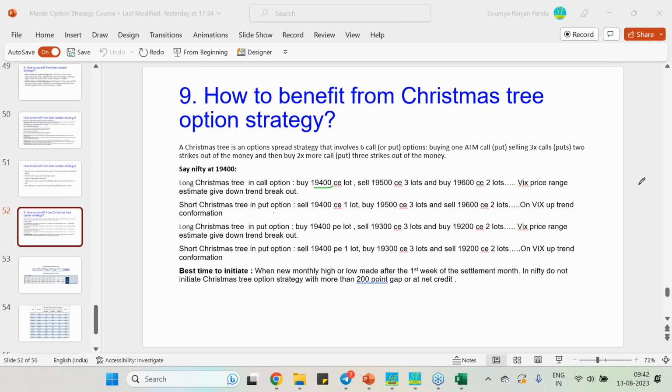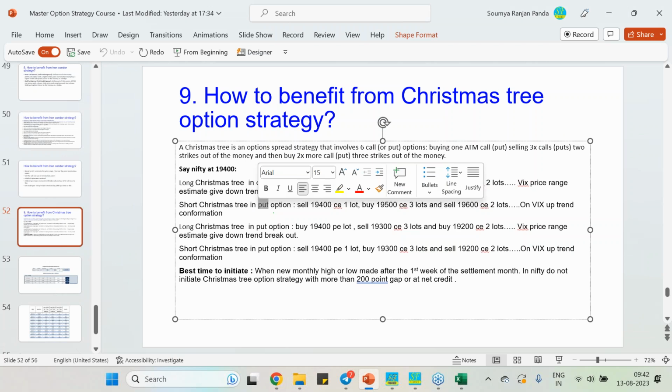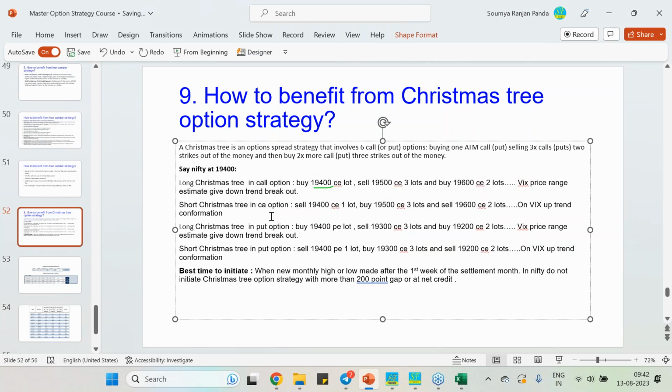Whenever we say long Christmas tree option strategy, here this is a call option. I typed put earlier, but it is a call option. A long Christmas tree option strategy means you will be having a short ratio spread along with one credit call spread. That is called your long Christmas tree, and the short Christmas tree is the reverse. You will be having a 2/1 ratio spread, and also a debit call spread.